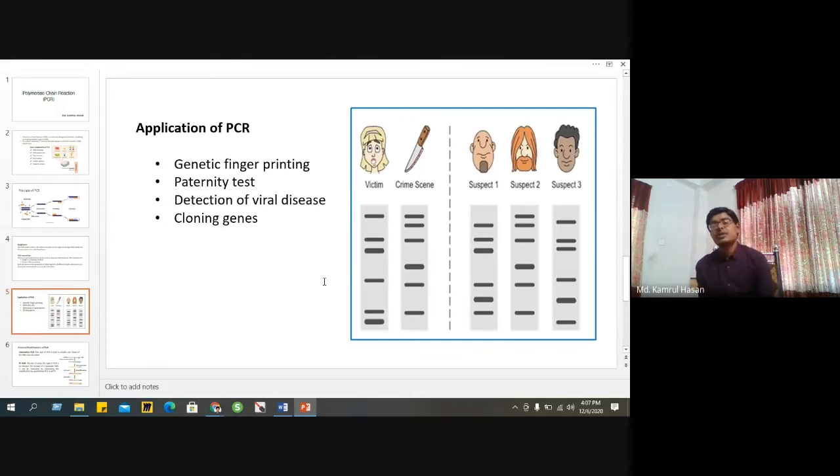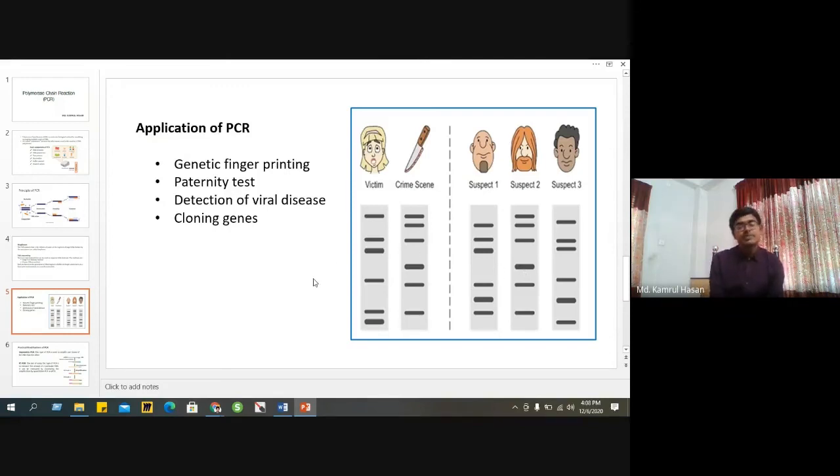At the same time, we can collect different suspect samples. After performing the agarose electrophoresis, we can find these types of bands. By comparing those bands, we can easily conclude that suspect 2 is the main criminal of this crime scene because the crime scene blood sample DNA band completely matches suspect 2. For that reason, suspect 2 is our target culprit or criminal.